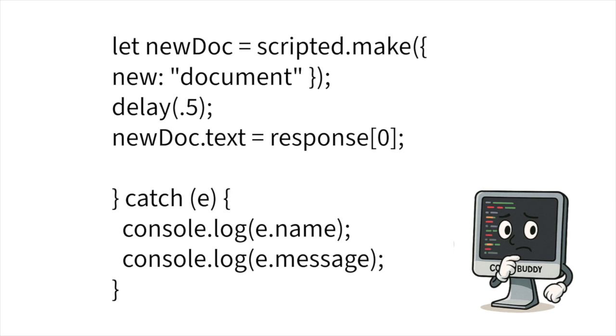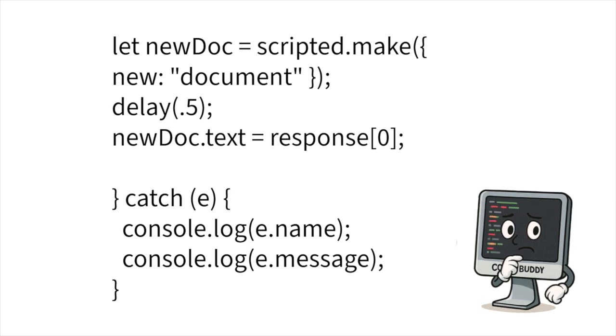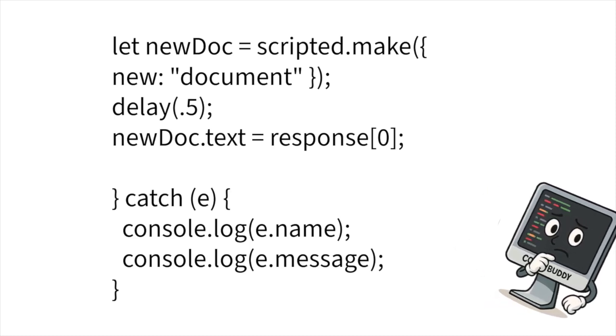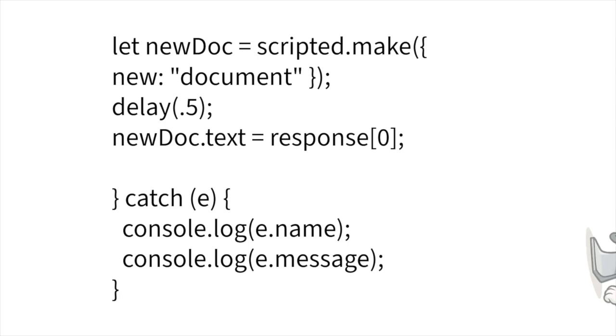Error handling. What it does: catches any errors that happen along the way and logs them to the console. Why it's useful: if something goes wrong, maybe ChatGPT is unavailable or the user cancelled the dialog, you'll at least see what caused the script to fail.